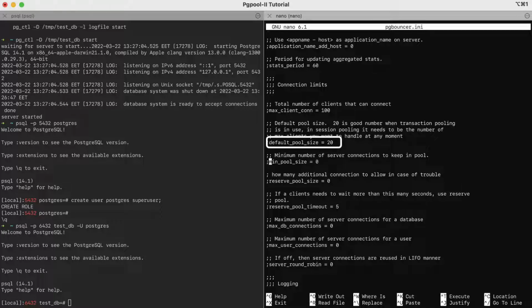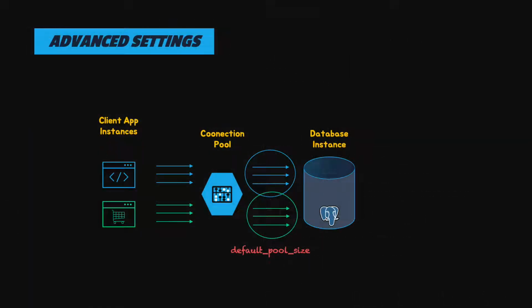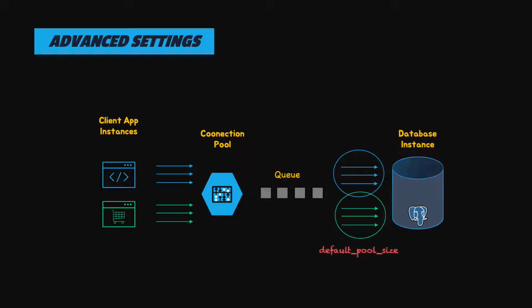First, the default_pool_size setting is per user and per database. Therefore, in this case, every user can have a maximum of 20 connections. After that, PgBouncer will put the user in a wait queue for extra connections.